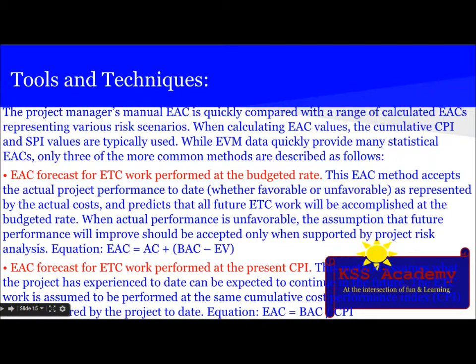Next method is EAC forecast for estimate to complete work performed at the present CPI. This method assumes that the performance the project has experienced to date can be expected to continue in future. The ETC work is assumed to be performed at the same cumulative cost performance index as that incurred by the project to date. An equation is given by EAC is equal to BAC divided by CPI.